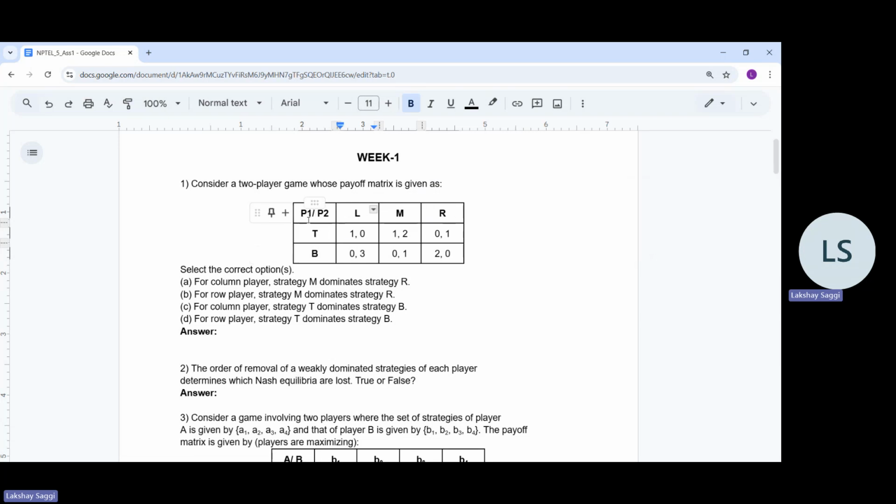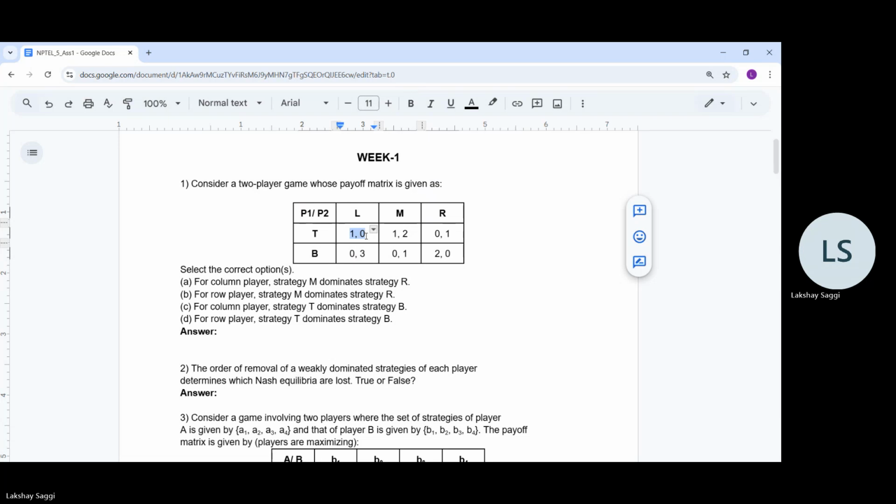So, for example, let's say player one plays the strategy B and player two plays the strategy L. Then this is the intersection of B and L. So player one will get a payoff of 0 and player two will get a payoff of 3. We'll be assuming that both the players want to maximize their payoffs, what they get out of the strategy. So here, player one will get 0, whereas player two will get 3. Similarly here, player one will get 1, player two will get 0, and so on.